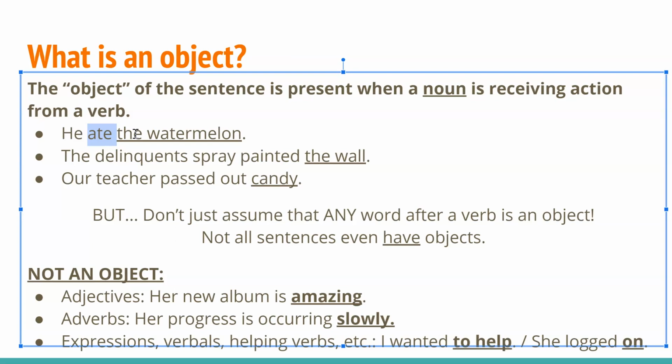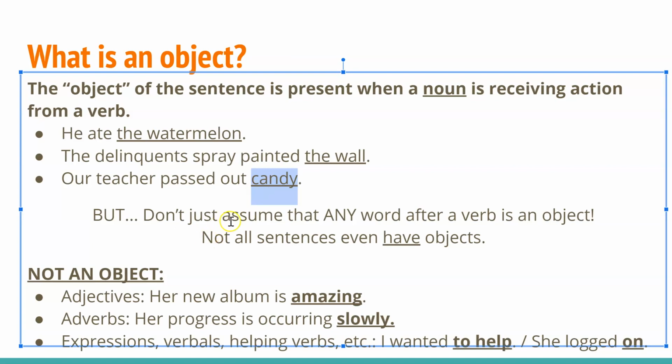Okay? In the second sentence, the delinquents spray painted the wall. Once again, here's my subject, verb. And what got spray painted? Well, the wall did. Okay, so there's my object of the sentence. Teacher, subject, passed out. What did she pass out? Candy. That's my object. Okay? Sounds easy so far, yes?